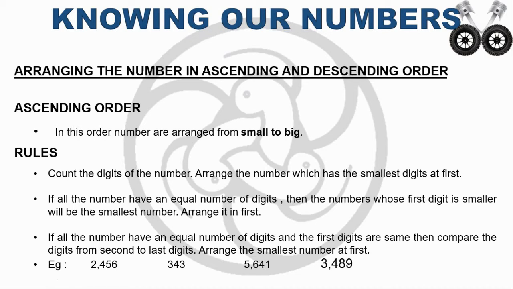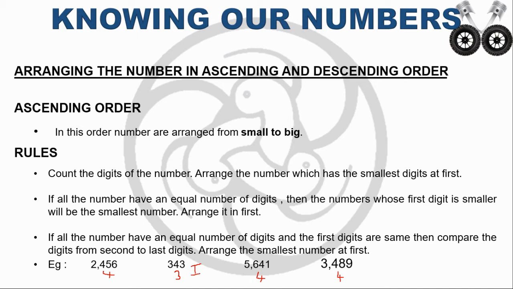The first number, 2,456. How many digits are involved here? 4 digits. See the next number, 343. How many digits? 3 digits. Next the number 5,641. How many digits are here? 4 digits. Then the next number, 3,489. How many digits are here? 4 digits. Which has the fewest digits? 343. It has 3 digits, so it should be arranged first.